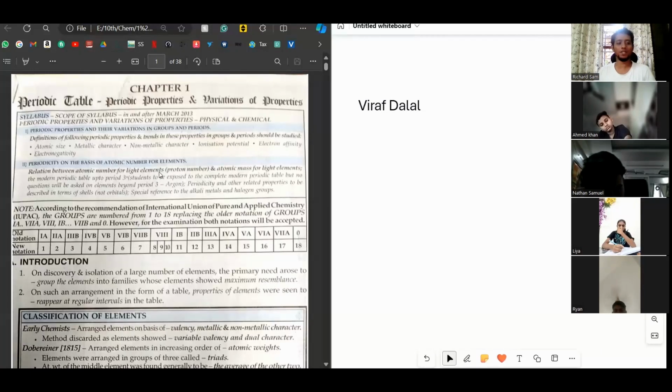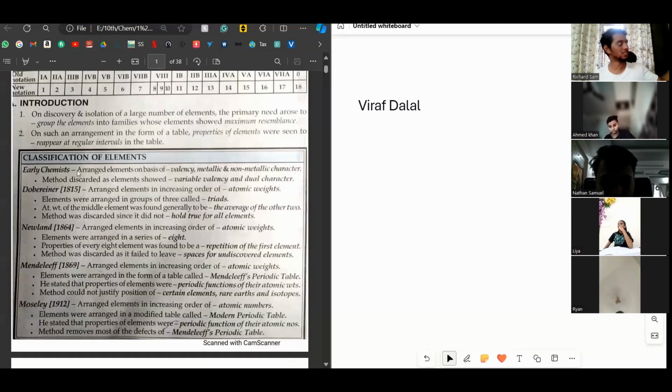Okay, so this first chapter in chemistry is very important because it's talking about the periodic table. Now, the periodic table is not something that you're learning for the first time. You've already learned it. You have learned the generations of different periodic tables by the different scientists or chemists. Do you remember this? This is just a brief summary of what you have studied in the ninth standard.